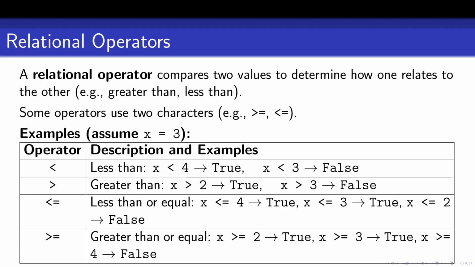Relational operators in C let you compare two values to see how they relate, whether one is greater than or less than the other. These operators include less than, greater than, less than or equal to, and greater than or equal to, and they're crucial in any conditional logic. For example, if x is 3, then x less than 4 is true, while x greater than 3 is false. Each expression evaluates to a Boolean value, either true or false, which you can use inside of if statements, loops, or anywhere a condition is needed.